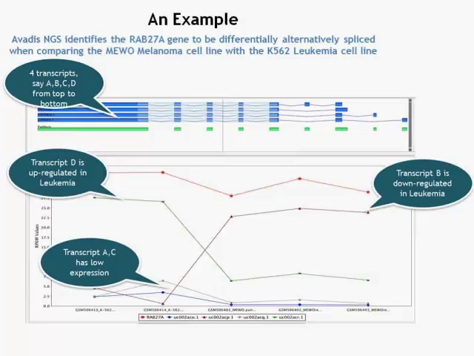However, when you inspect at the individual transcript level, transcript D is, as predicted, higher in leukemia compared to melanoma, and the converse is true for transcript B, while transcripts A and C have low-level expression in both samples. And you can interrogate this exon by exon. As you can see, the relative expression of one particular exon is higher in one sample versus the other.